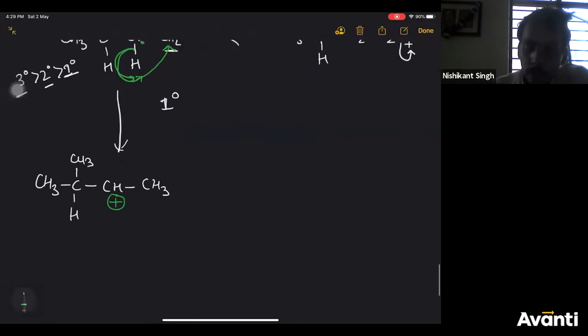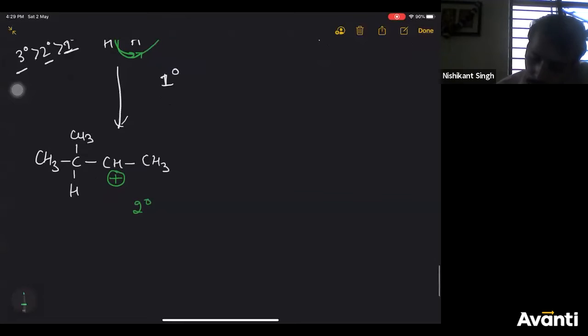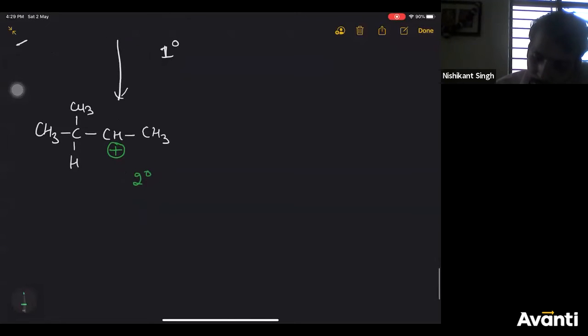Right? So what do you see here? The nature of the carbocation is what now? Secondary. The secondary carbocation you got. So which is more stable? Primary or secondary? Secondary carbocation. Right? Now, next step. This is secondary. If you get positive charge on this carbon, it will be tertiary.